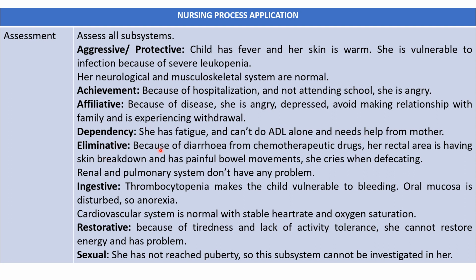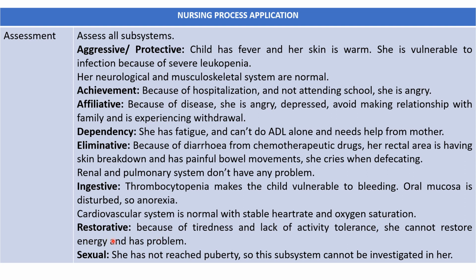Eliminative subsystem: because of diarrhea from chemotherapeutic drugs, her rectal area has skin breakdown and she has painful bowel movements. She cries when defecating. The renal and pulmonary systems are also part of the eliminative system, but they don't have any problem. Ingestive system: thrombocytopenia makes the child vulnerable to bleeding. Oral mucosa is disturbed, so anorexia is also there. And for the other ingestive part, oxygen, the cardiovascular system is normal with stable heart rate and oxygen saturation.